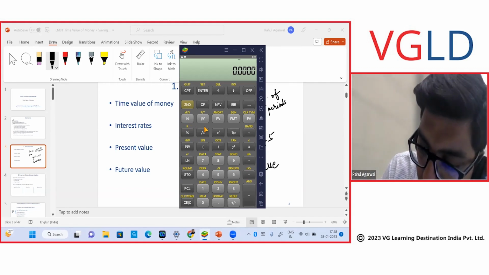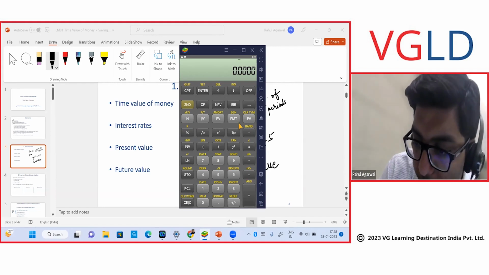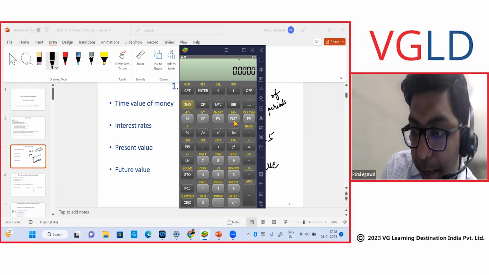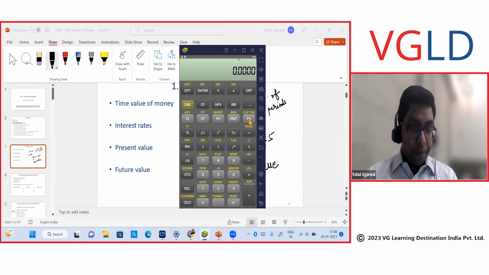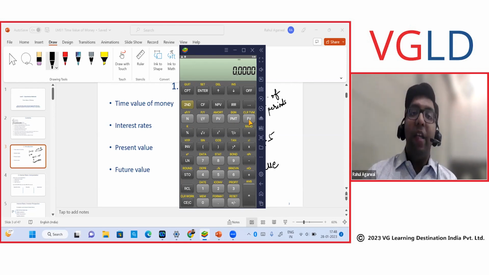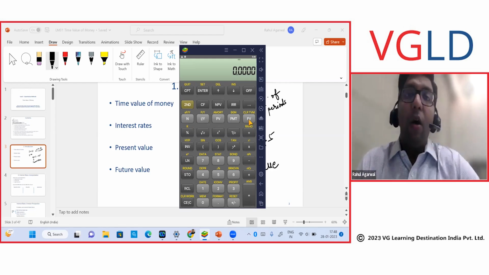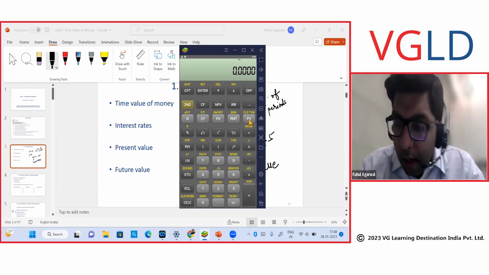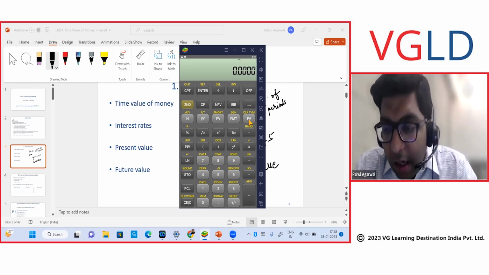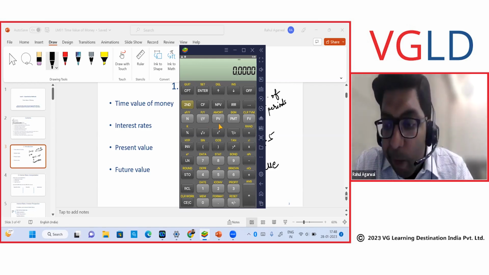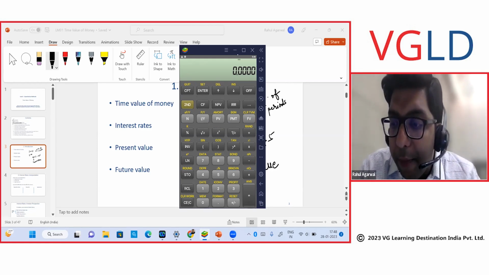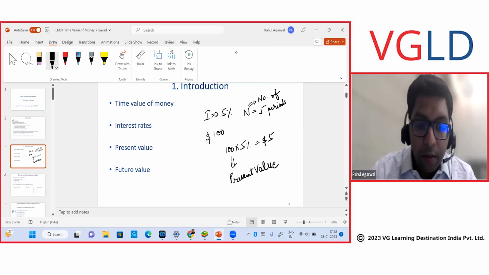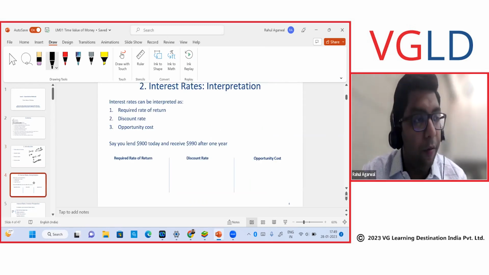You see this particular portion, the third row, everyone: N, I/Y, PV, PMT, FV. This is the row which enables us to make these kinds of calculations. So we'll learn all of this in a very simplified manner. N stands for the number of periods, I stands for interest rate, PV stands for the money you invested today, and I will discuss FV and PMT as we move ahead. So let's get the basics clear first.